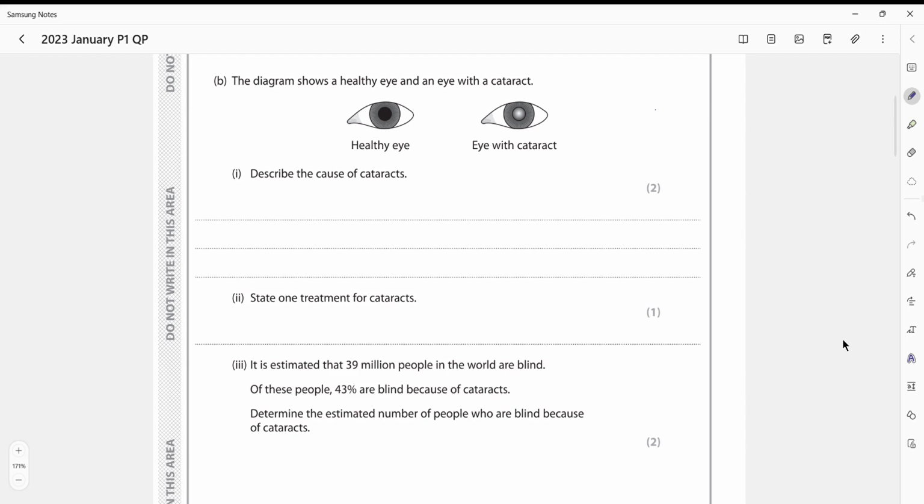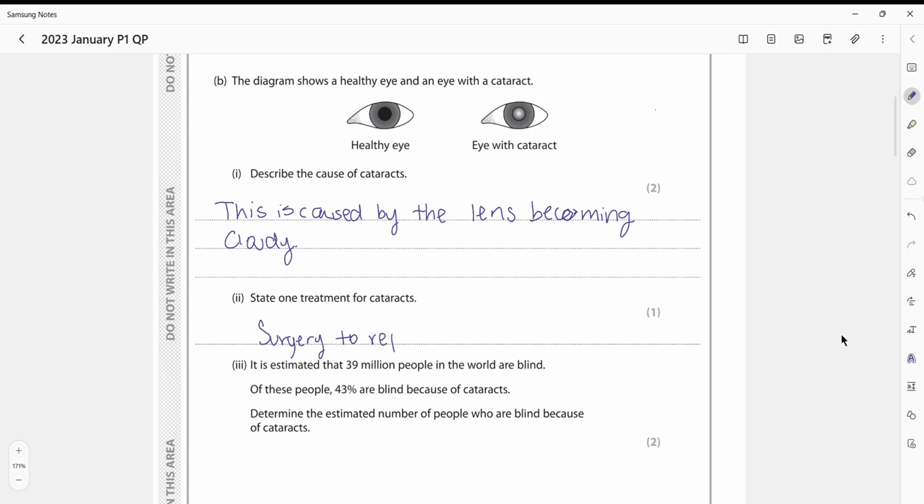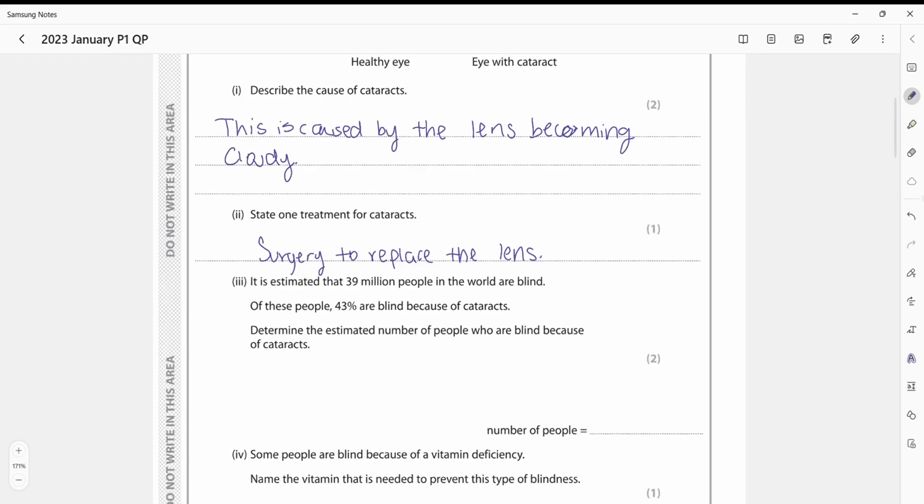This is caused by the lens becoming cloudy. All right, state one treatment for cataracts. There's not much. There's only surgery to replace the lens with perhaps an artificial lens. So you can say surgery to replace the lens.